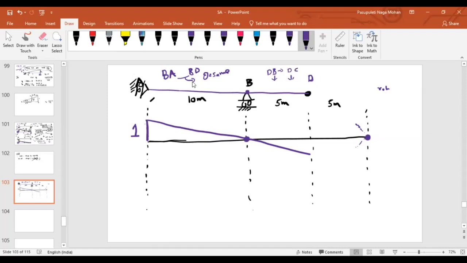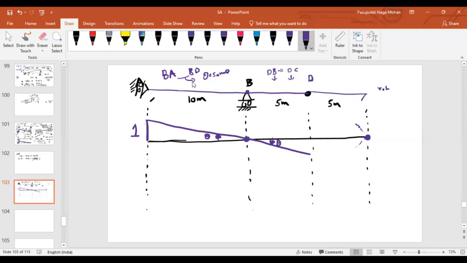Now let us satisfy the criteria at B. Deflection is 0, and I am telling you that the slope should be the same. In member BA, what is the slope direction? Here, see, clockwise. Similarly, for member BD, it is also clockwise. As it is a rigid member, I will say that this is theta. This should be theta.